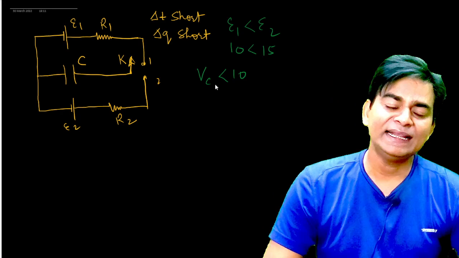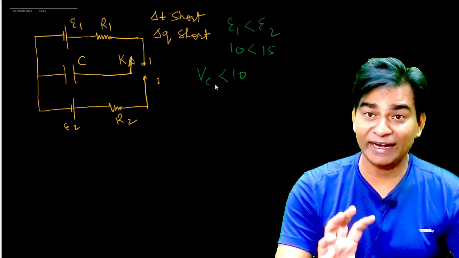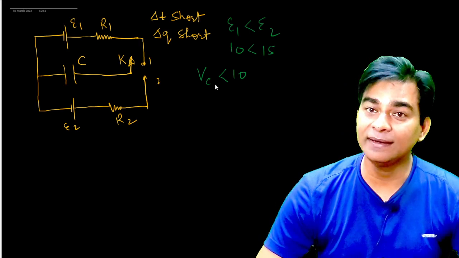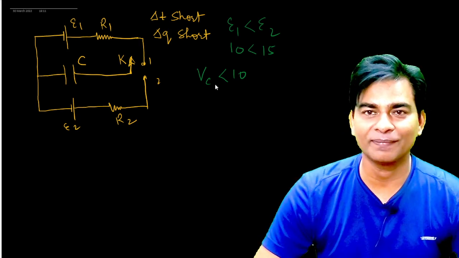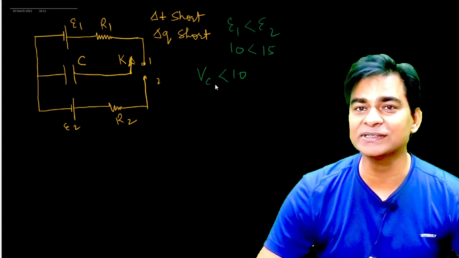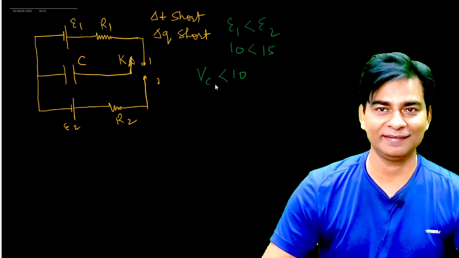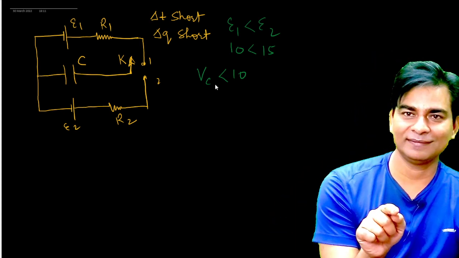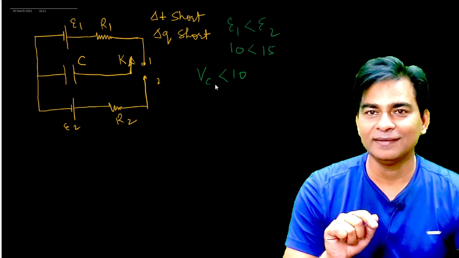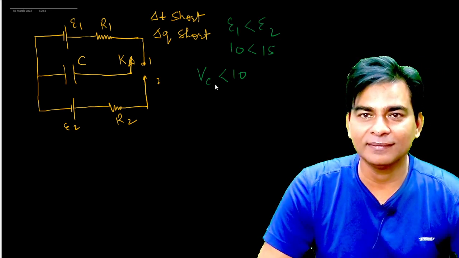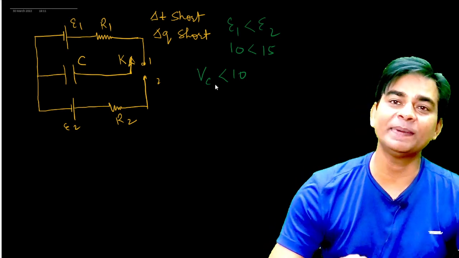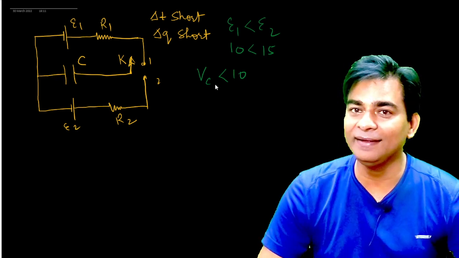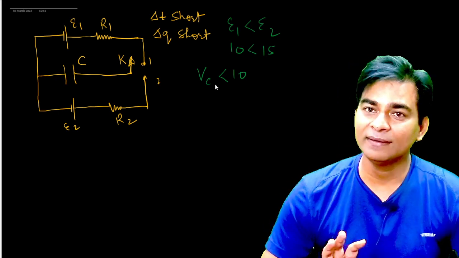Then there will be a situation when the potential drop across the capacitor becomes 10. If the potential drop across the capacitor becomes 10, what will happen? When I connect this capacitor to point 1, meaning I connect this capacitor to the upper circuit, the potential drop of the battery has already been 10 volt.